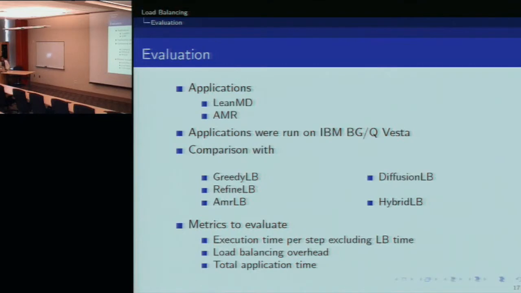And the metrics we evaluate are time per step, excluding the load balancing time. That gives an indication of the quality of the load balancer. The overhead incurred by the load balancing strategy, which includes the cost of collecting the statistics, doing the decision, and also migration of the objects, and the total application time, which is the real indication of whether this load balancing strategy was useful at all.